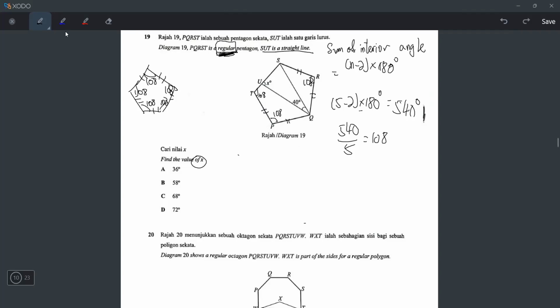Oh, I saw something. What is this? This is an isosceles triangle. How do I know it's an isosceles? Because I already labeled this one sama panjang. So I can find this angle and this angle by taking 180 minus 108 divide 2. So I think it's 36. I get 36 here. So this is 36. This is also 36. But it's still not enough to find x.